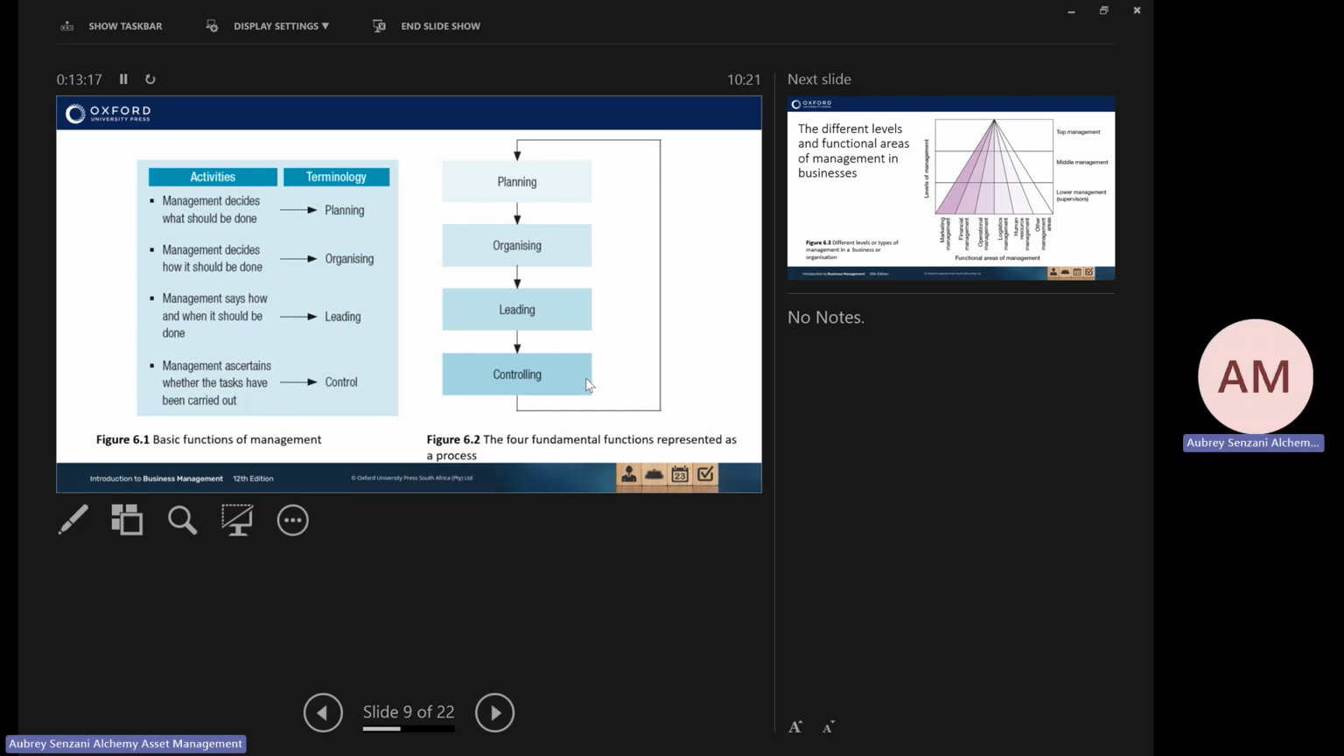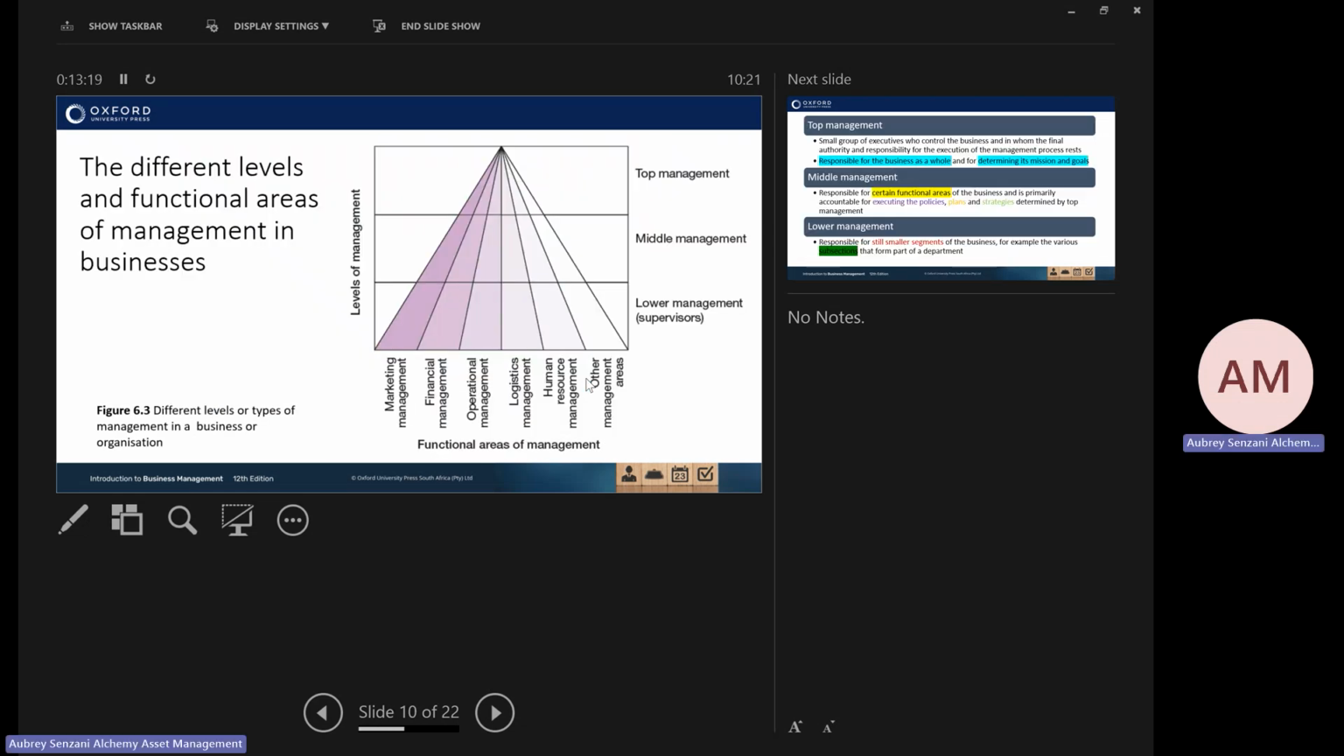Let's proceed then. Okay. So now here, they're looking at the different levels and types of management in a business organization. Okay. Tell me, why does it get narrower as we go to the top?